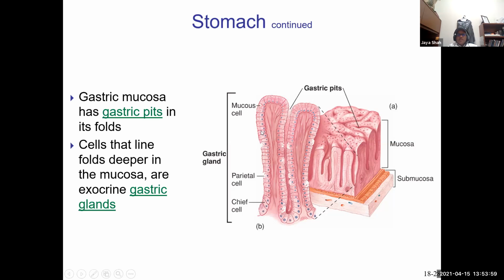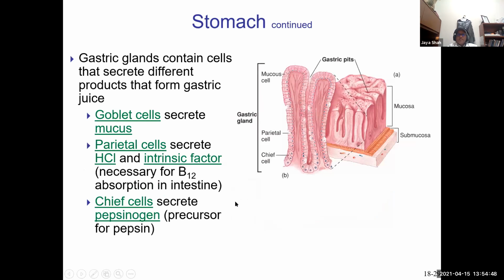Some cells are just simple columnar epithelium. They absorb, okay? Some cells are mucus cells. They produce mucus. Mucus is a protein, mucin, plus water. Some cells are called parietal cells. These parietal cells produce HCl, hydrochloric acid, and intrinsic factor, IF. Another type of cell, deep in the glands, is called chief cells. Chief cells produce pepsinogen, okay? Together, all these cells are called gastric glands because they are secreting substances.